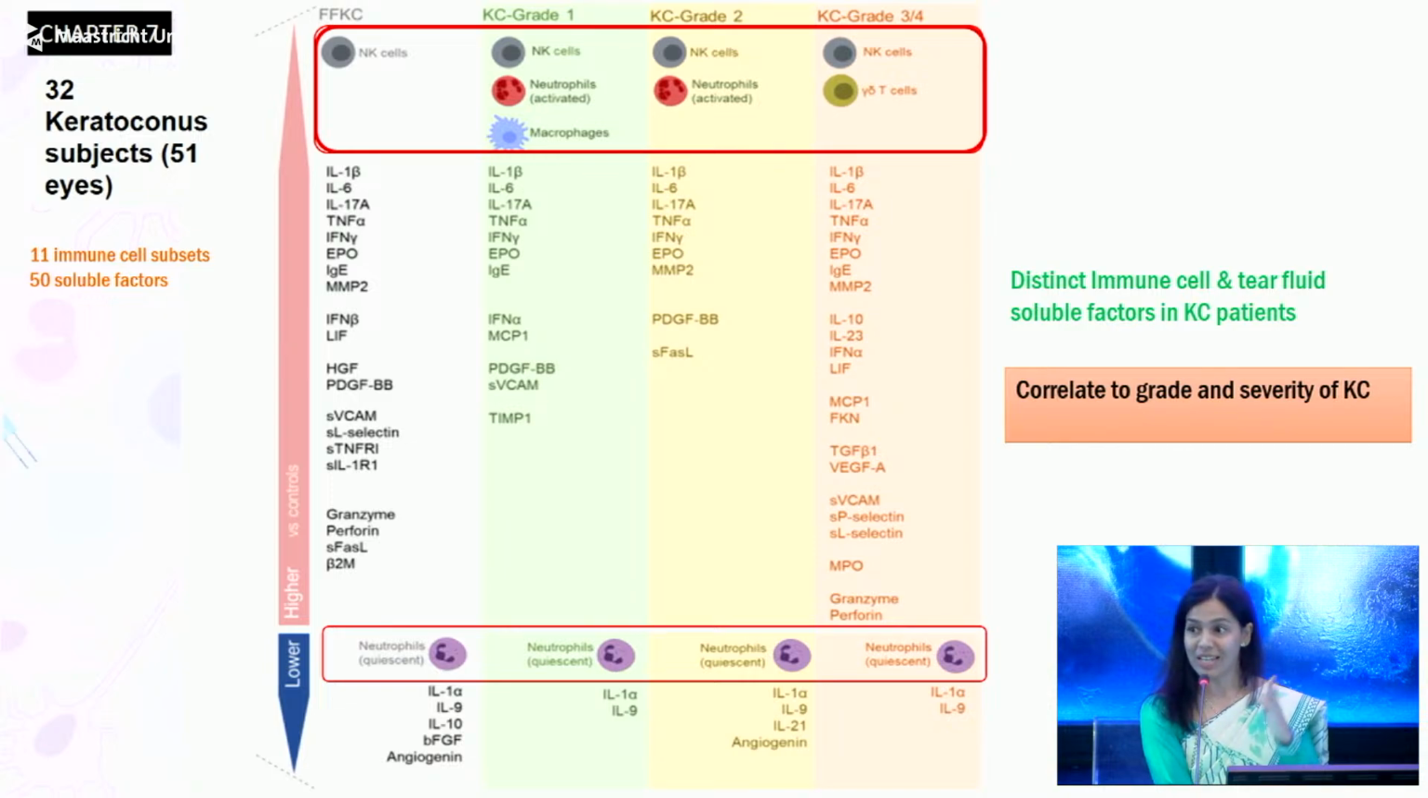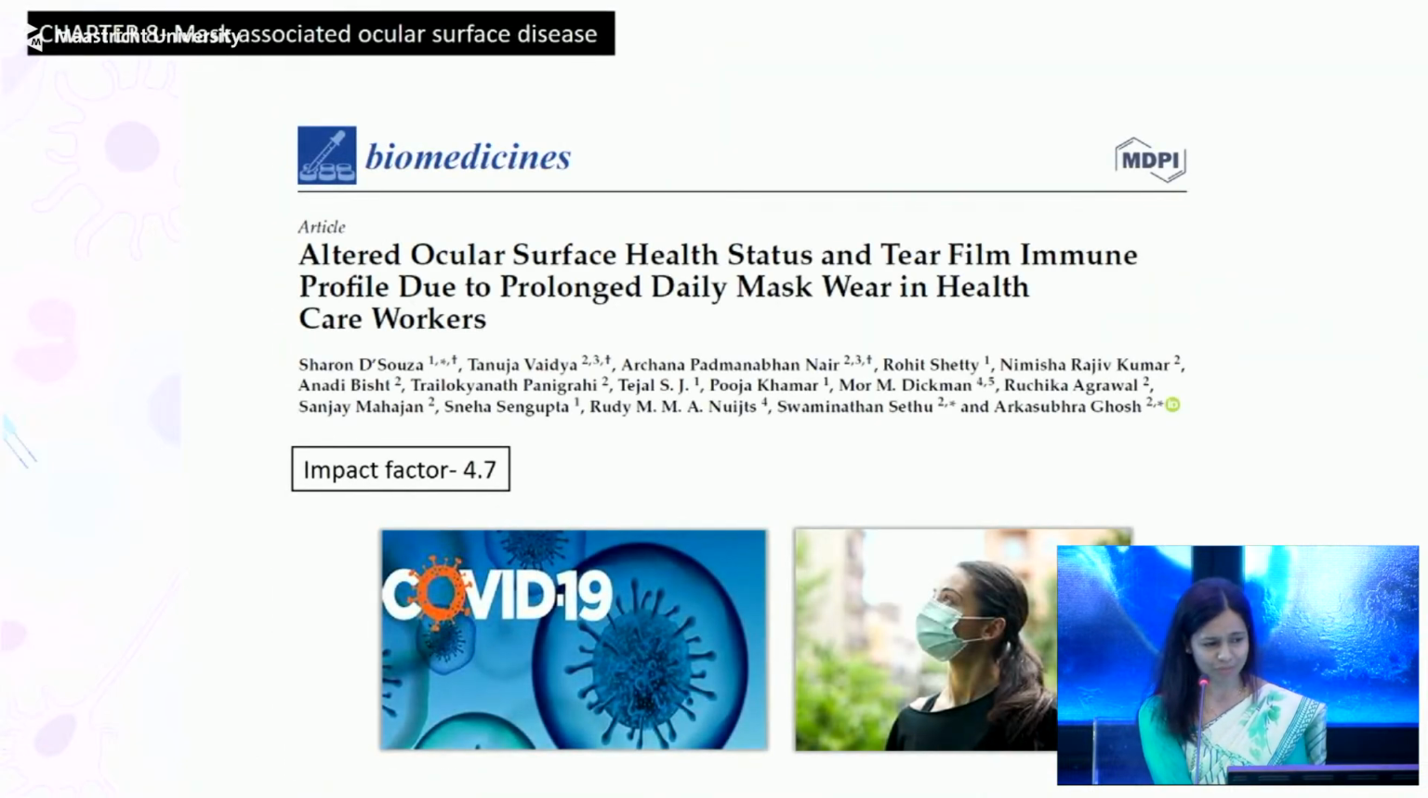Another interesting point was, as the severity of disease increased, the number of cells and the number of molecular factors also changed, and the inflammatory factors, which we found, were also increased. So the profile keeps changing. And then COVID hit us. The COVID pandemic changed our lives for 2 years, but we used it to our advantage.